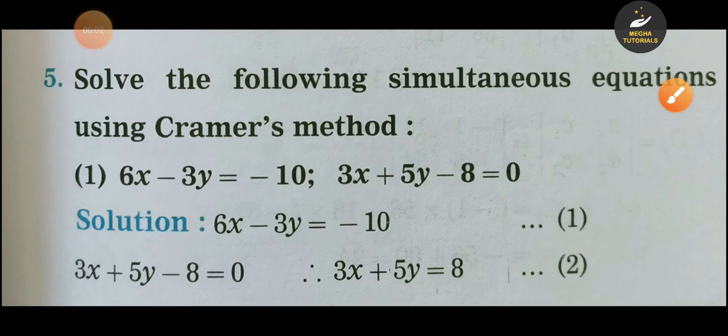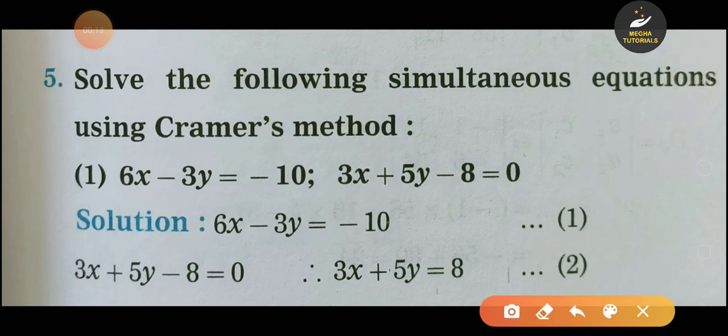Question 5. Solve the following simultaneous equations using Cramer's method. First question: 6x minus 3y is equal to minus 10, equation 1, and 3x plus 5y minus 8 is equal to 0, equation 2. Okay. Now these equations are not in the standard form, so you will have to bring them into standard form.